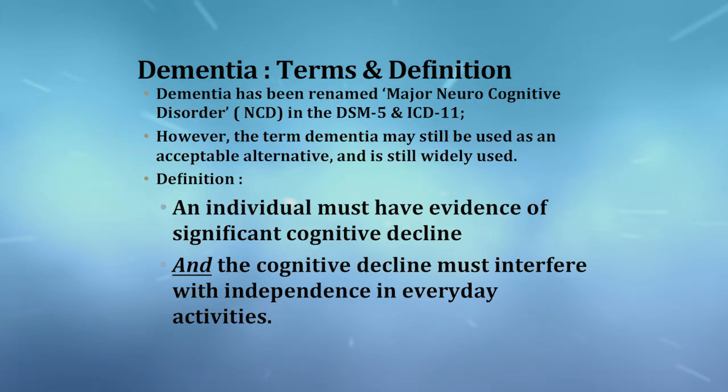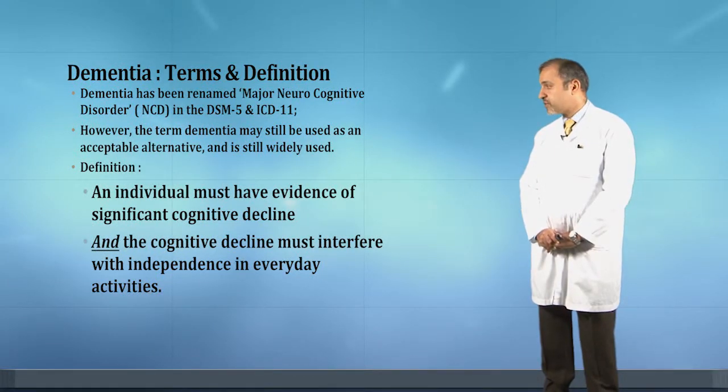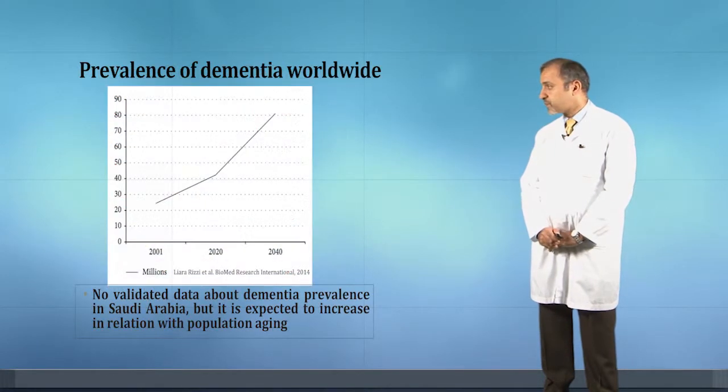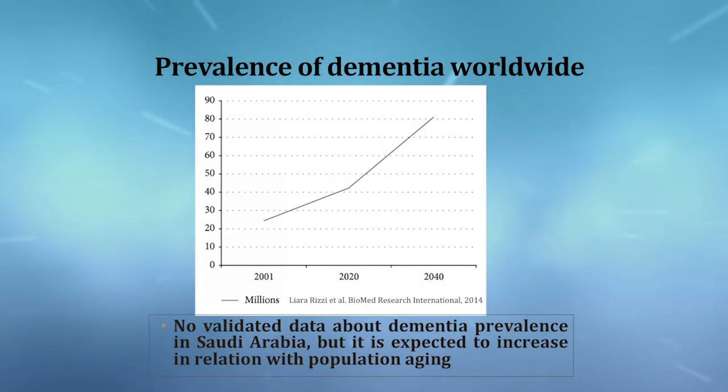So the general term dementia has been renamed to major neurocognitive disorder in DSM-5 and soon in ICD-11. However, the term dementia may still be used as an acceptable alternative and is still widely used. The current definition includes evidence of significant cognitive decline with associated interference in the dependence of the patient's activities of daily living. If you look at prevalence of dementia worldwide, it has increased significantly, but in Saudi Arabia, we don't have very good statistics with respect to prevalence.